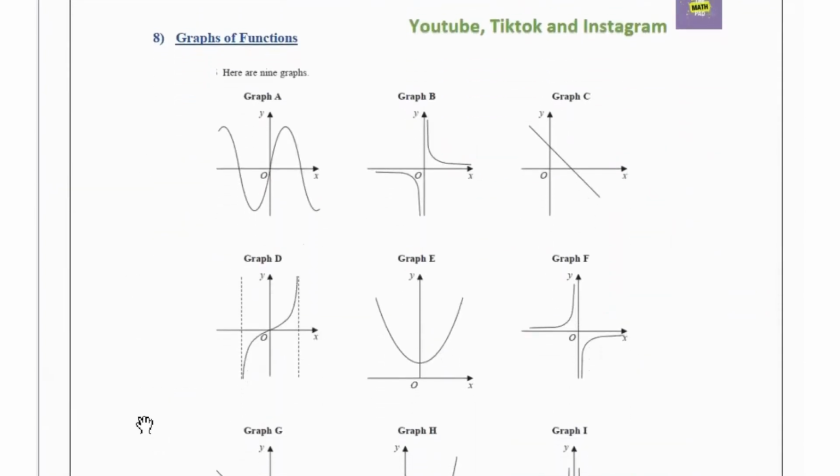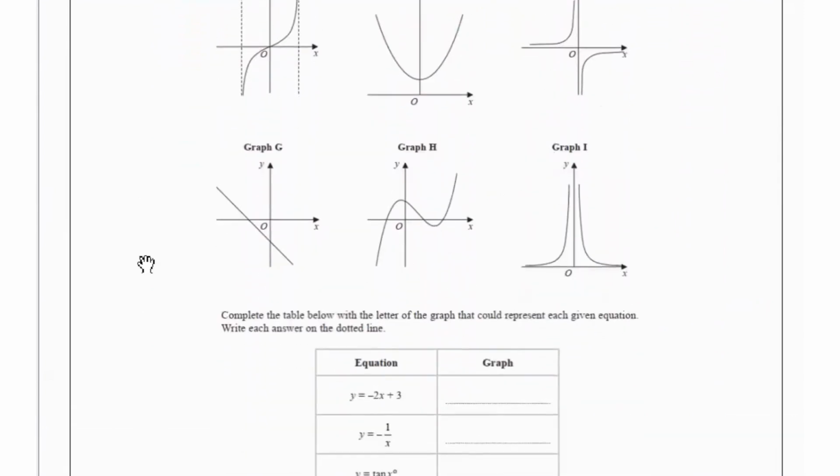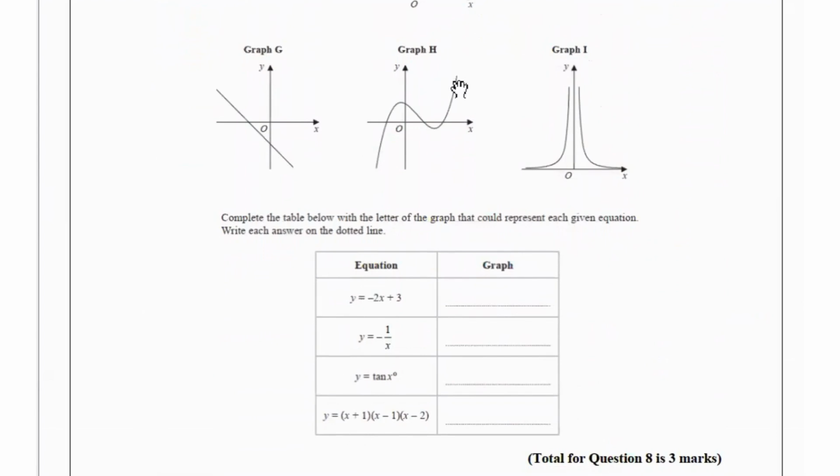Graphs of function. For this, they've given us different types of graphs and they want us to identify which equation matches with the graph. Complete the table below with the letter of the graph that could represent each given equation. Write each answer on the dotted line.